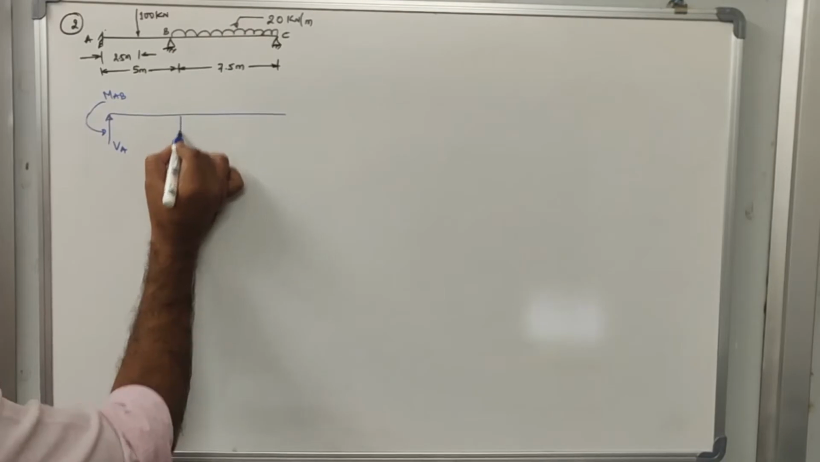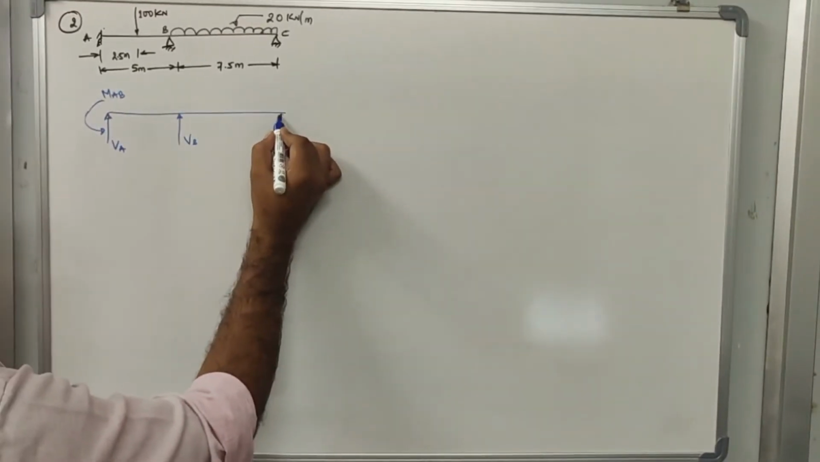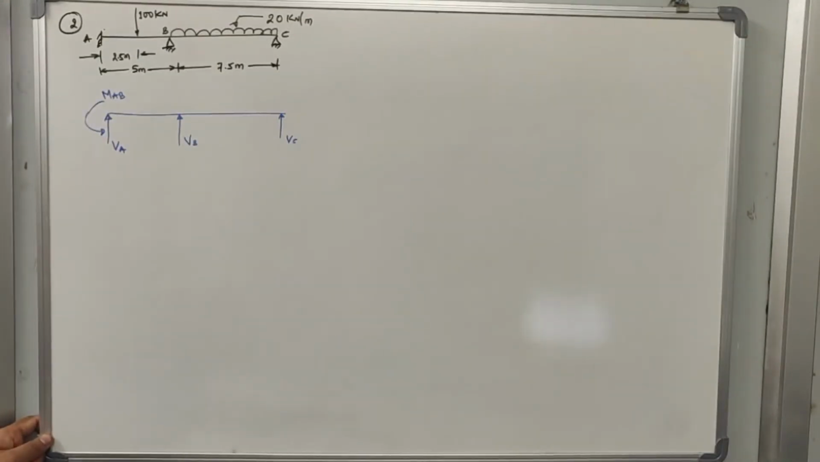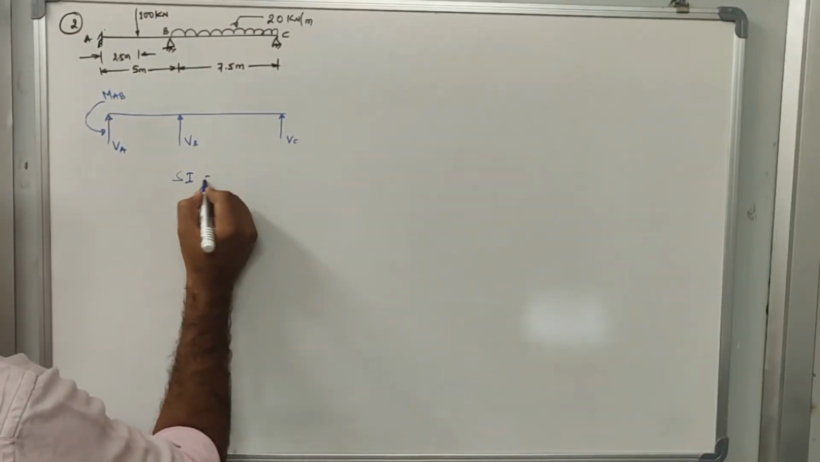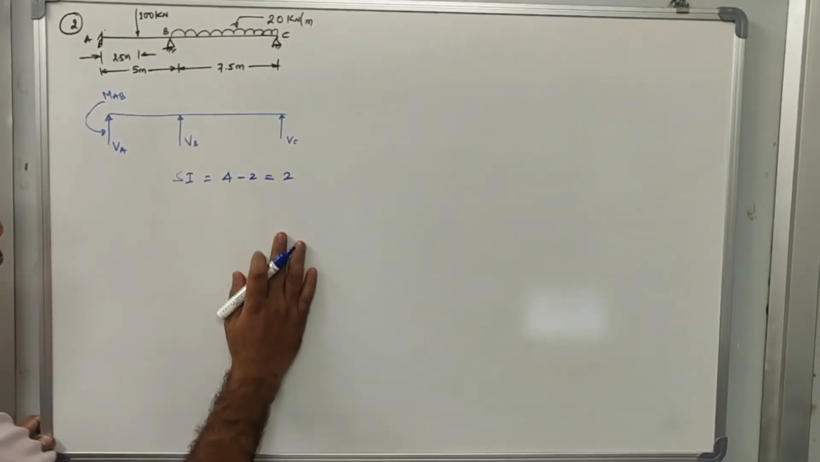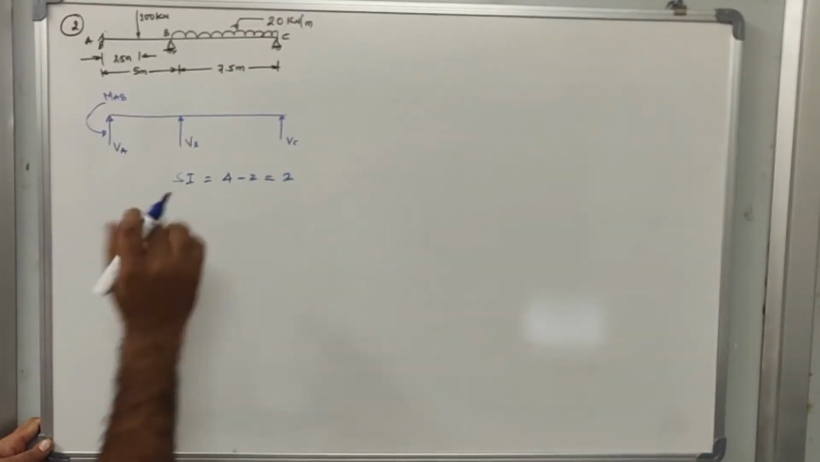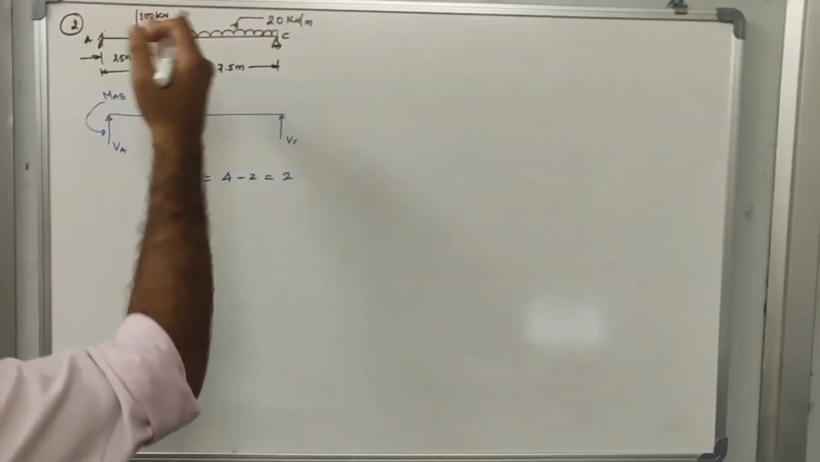Similarly, a vertical reaction at B, then there will be a vertical reaction at C. So how many reactions do we need to determine? 4 reactions we need to determine. So the static indeterminacy is 4 minus 2, which equals 2. So this structure is indeterminate by 2. You remember this.